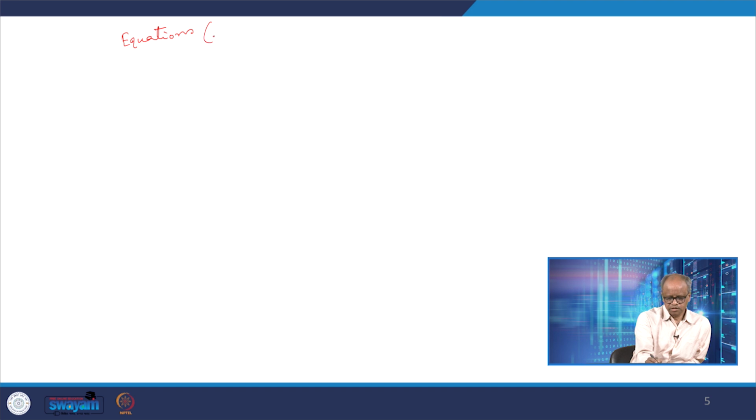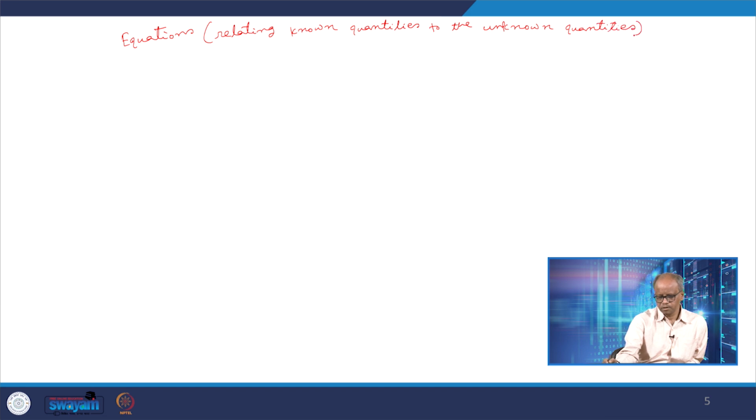It is basically the equations relating known quantities to the unknown quantity. These are the equations.